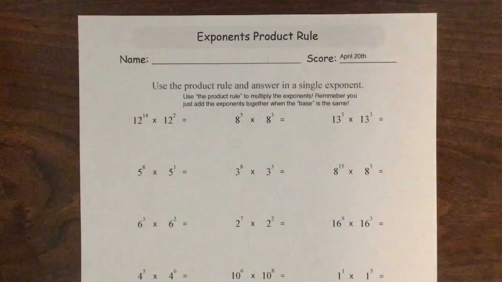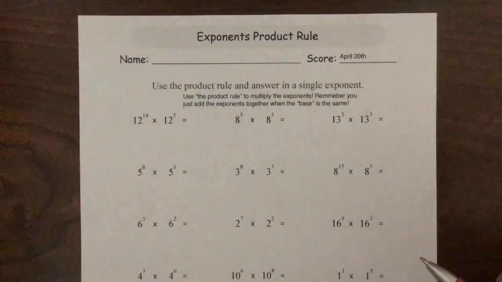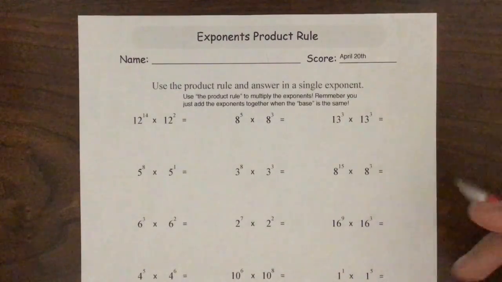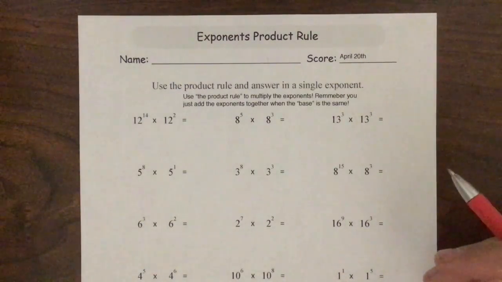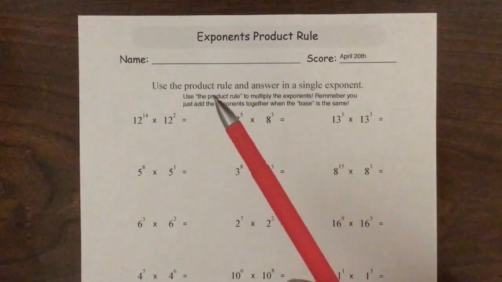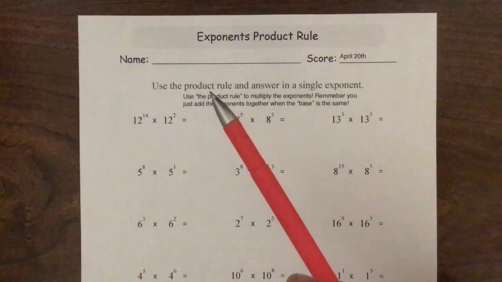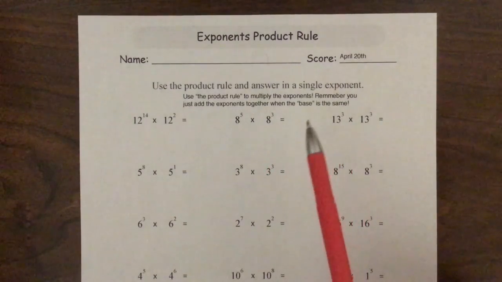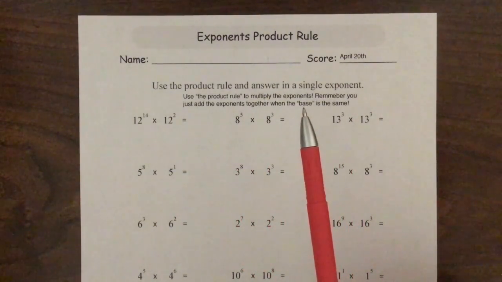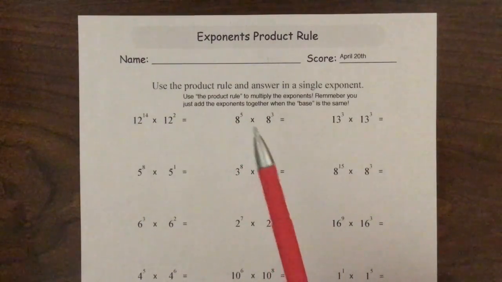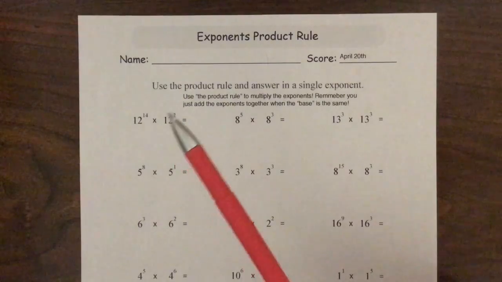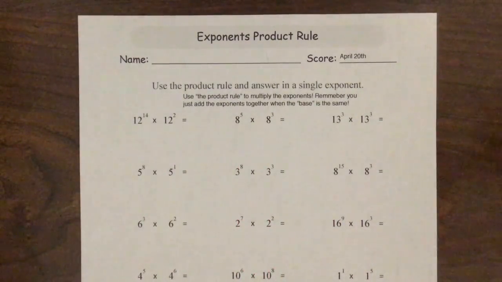Hello guys, we are back. It is April 20th and we are working on exponents here, multiplying exponents. Now remember, the product rule. Product is what we get when we multiply something. So whenever we multiply exponents that have the same base, the base, that number that is being multiplied, is the same, all we have to do is add up the exponents, okay?